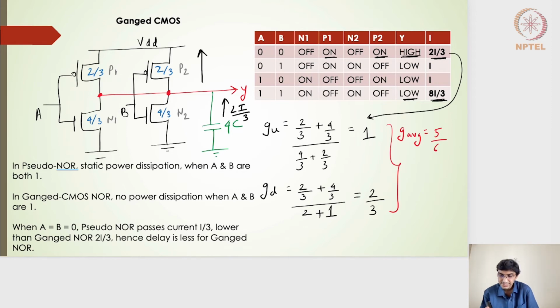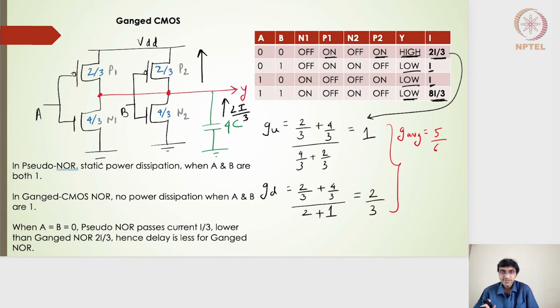For the other 2 cases, 0,1 and 1,0, we notice that one of the PMOS transistors will be on and the other NMOS will be on. And thereby we will get a total capacitor current of I, because it will be 4I by 3 minus I by 3, so it will be a current of I on the capacitor side, and the output will be low, and that's why it is a 2 input NOR gate.